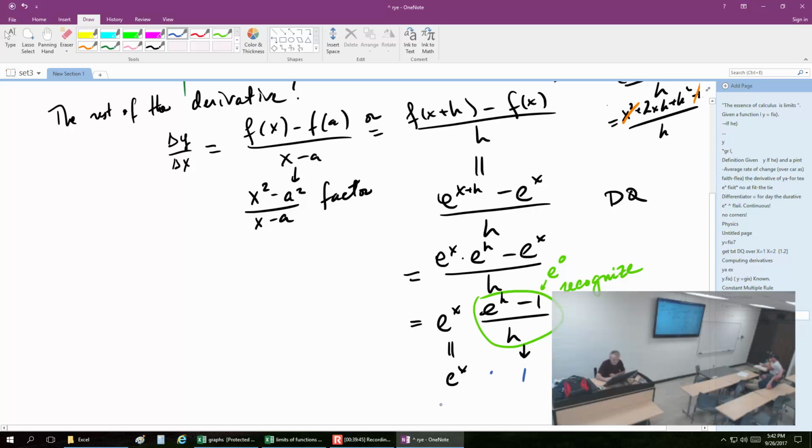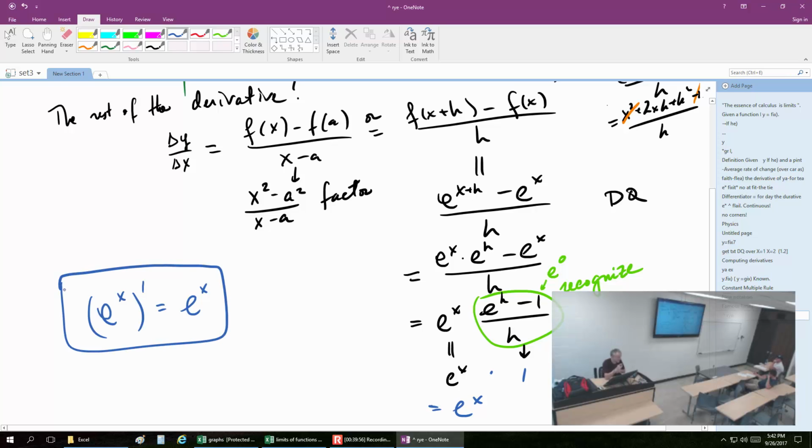So the answer is e to the x, and that certainly is a very nice outcome. The derivative of the exponential function base e is the function itself. That's what makes it so special. So this is the easiest function to differentiate ever. Another function of this kind is 0. If you differentiate 0, you have 0. The rest of them change on differentiation. But the derivative of this function is the function itself.